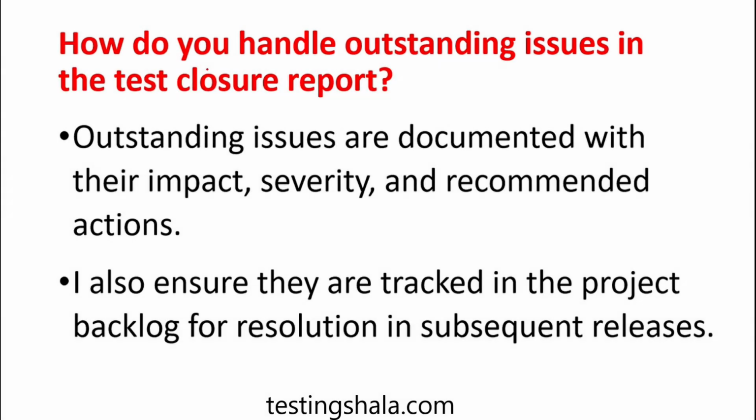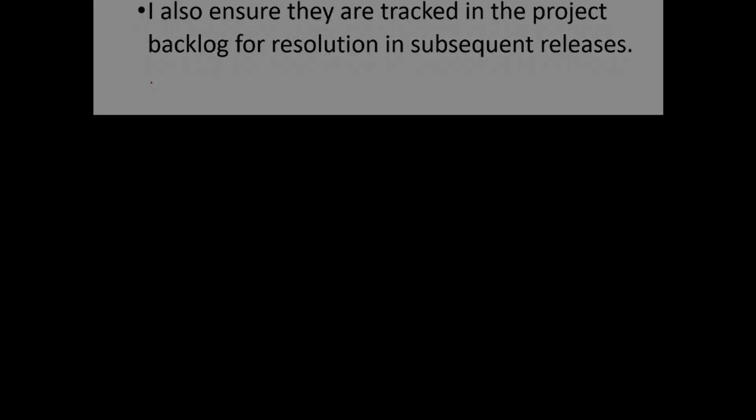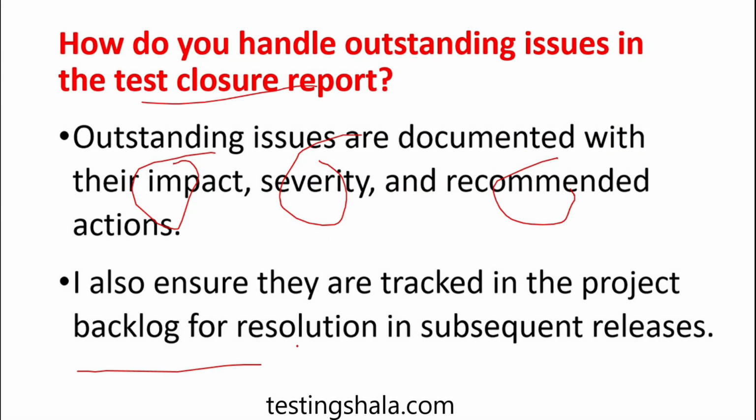How do you handle outstanding issues in the test closure report? The outstanding issues are documented with their impact or severity, and recommended actions are also documented. If they are trivial, we are not much worried, but anything critical or major we have to clearly document. That ensures that we can track effectively until it is resolved in subsequent releases. If you want to release with these issues, then we have to clearly document it and get a buy-in from all the stakeholders.